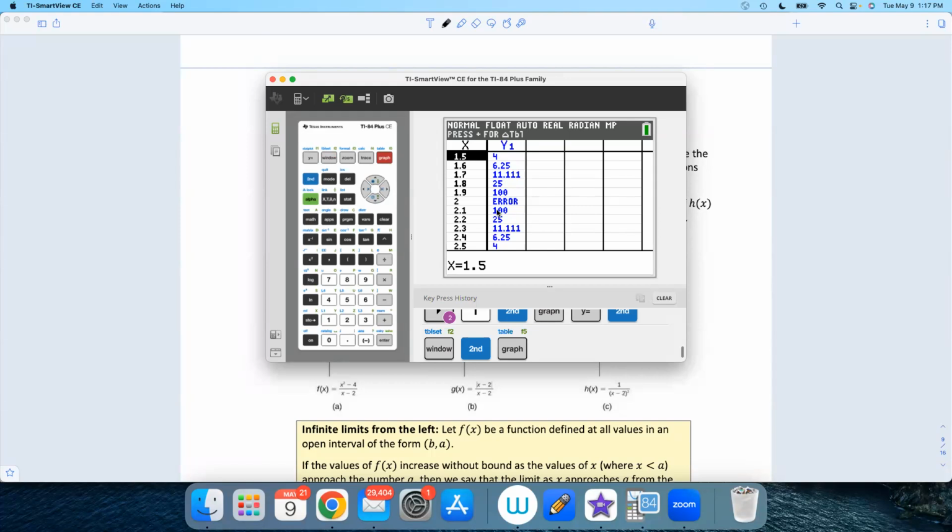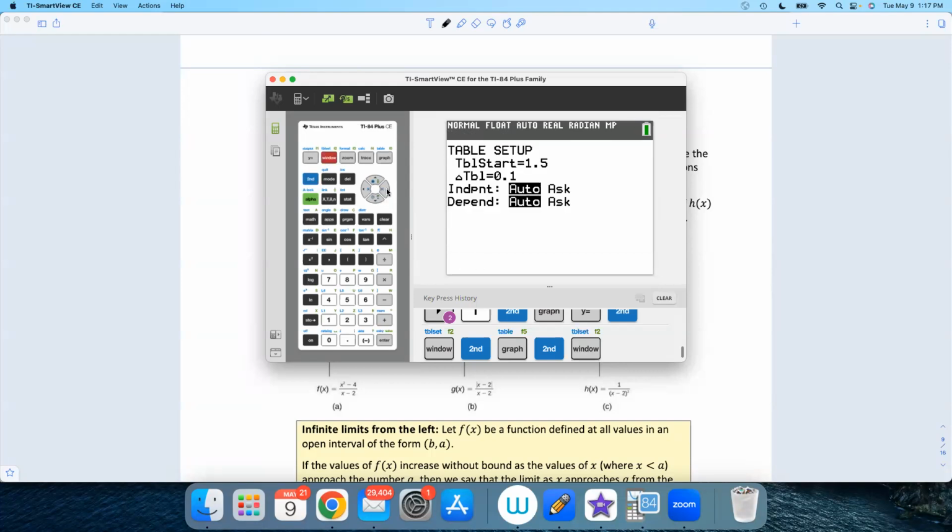Now, remember, anytime you're using a table to evaluate a limit, it's just guesswork. A table never proves a limit exists. It tells you that there's more work to do. So if I wanted to convince myself a little more, maybe I would get closer to 2 from both sides. So I could maybe say, let's start at 1.9 and go by 0.01.